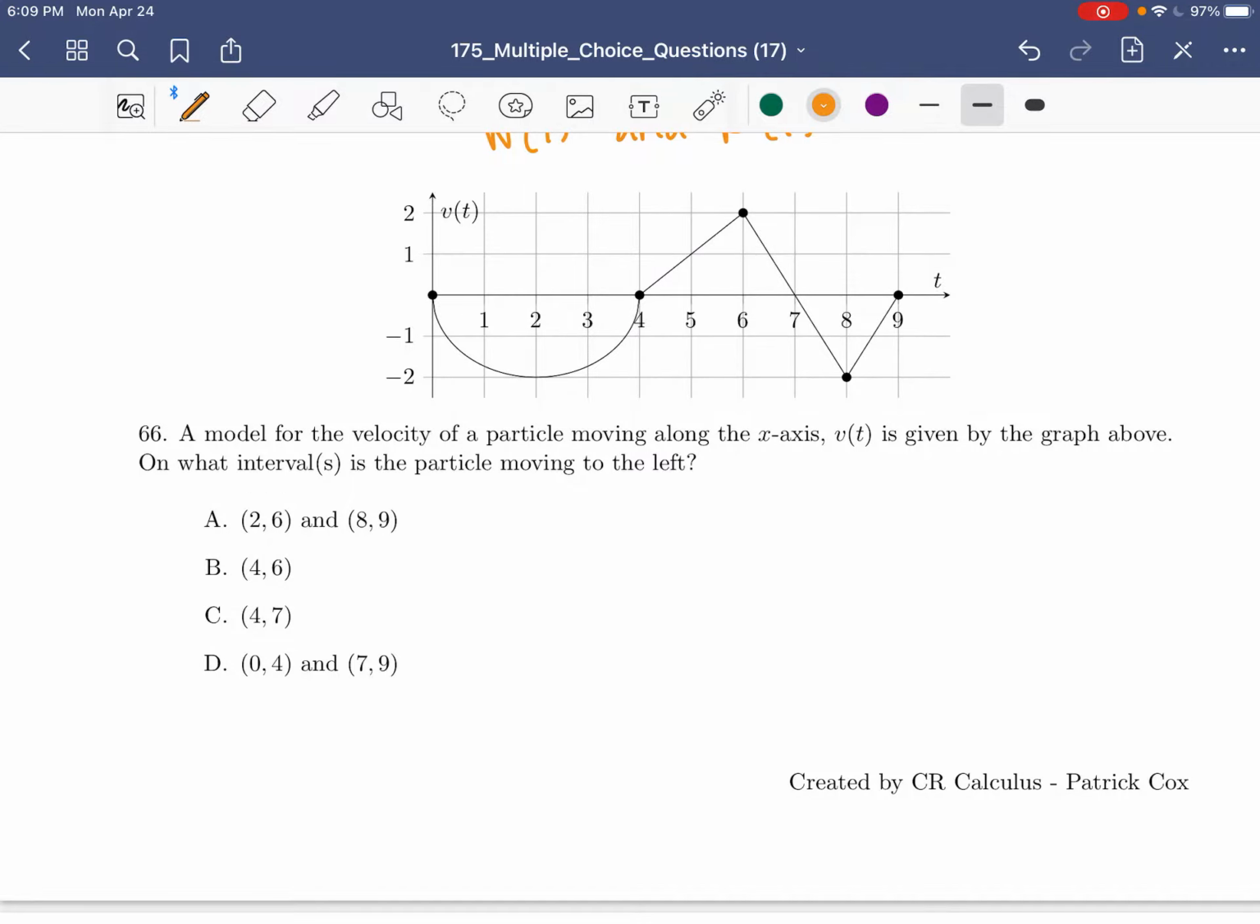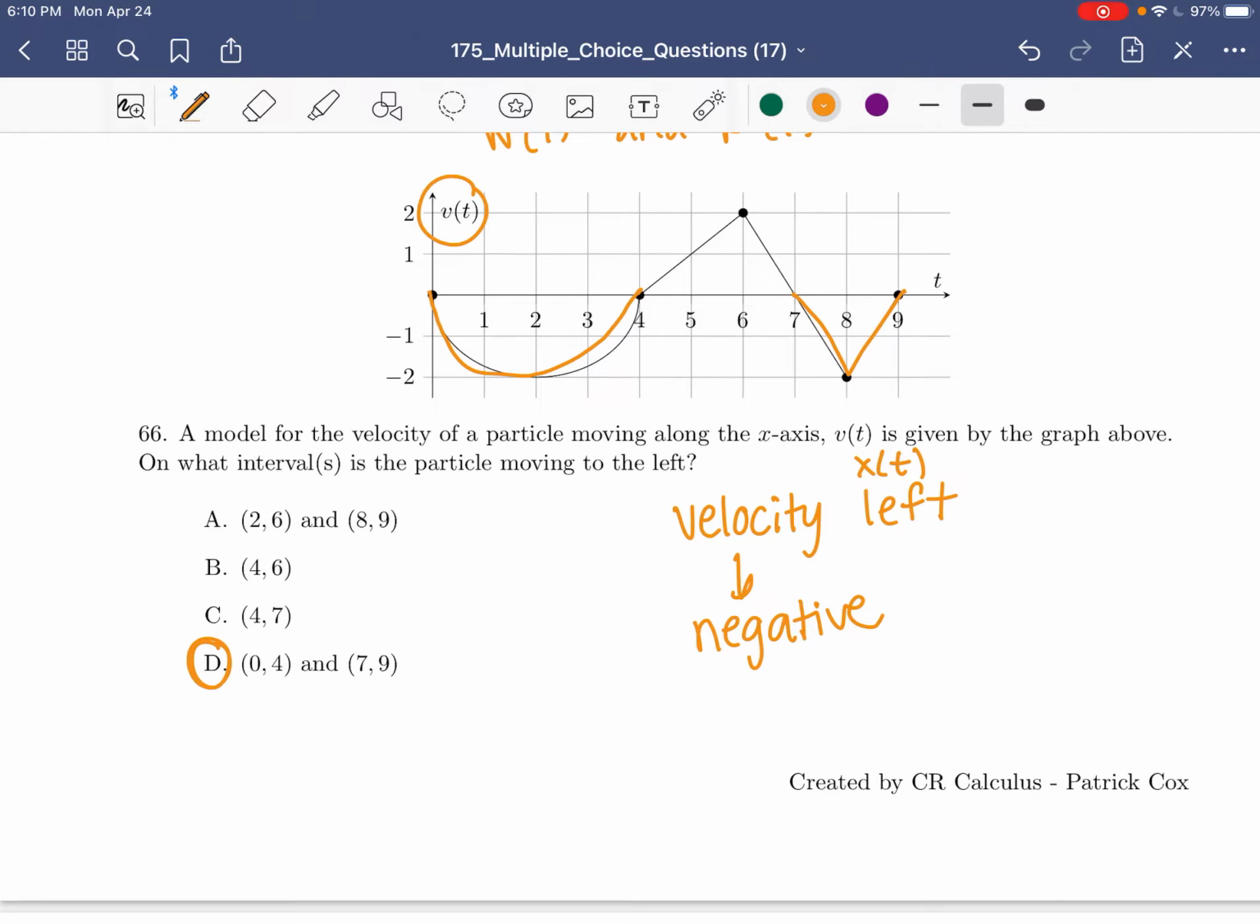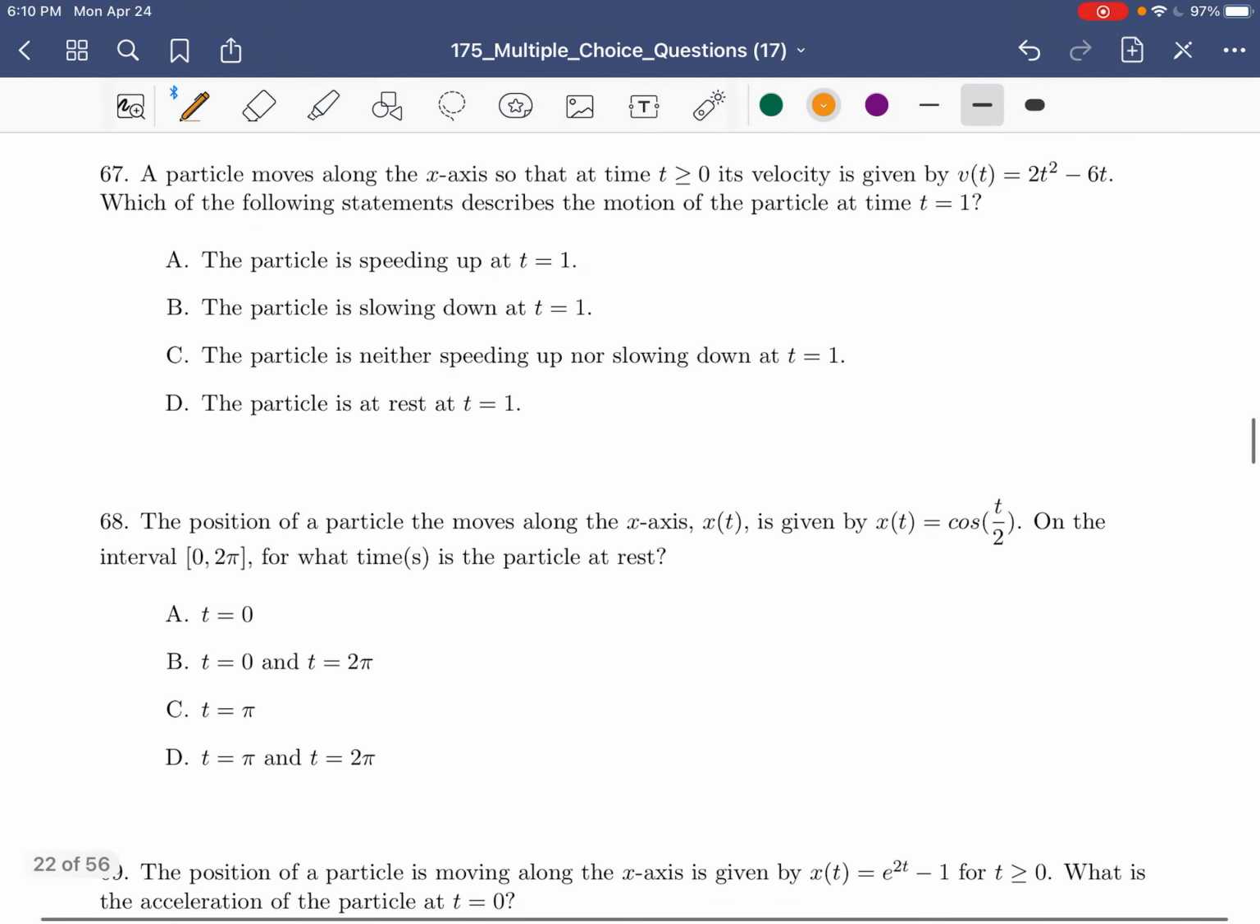Okay, so this graph gives us velocity, and we want to know where the particle is moving left. So right away you should think velocity left, meaning the particle is moving left, or the position is left. Velocity should be negative. So the places where this graph is negative is from 0 to 4 and 7 to 9. Since this is the graph of velocity. So particle moving left means velocity is negative. The answer is D.